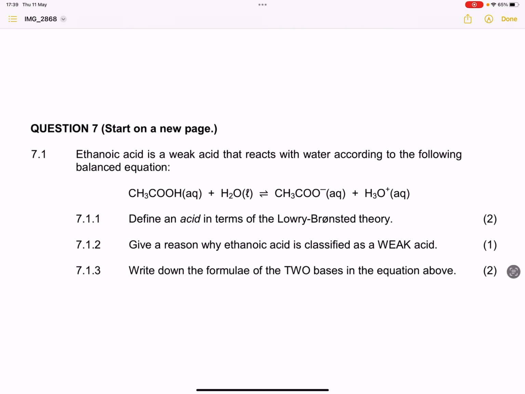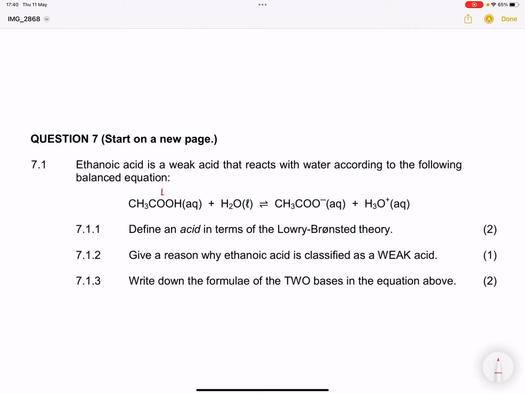So ethanoic acid starts out with an H there, but when it gets to the other side, it has lost that hydrogen, or that H plus. So what does that mean? It means this guy must have donated the H plus. So therefore, that makes this guy the acid. Let me try and write it nicely. So that makes this the acid. Of course, if this one is the acid, so therefore that becomes the base.